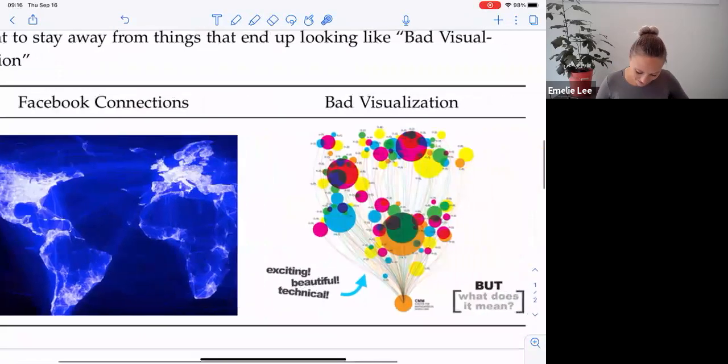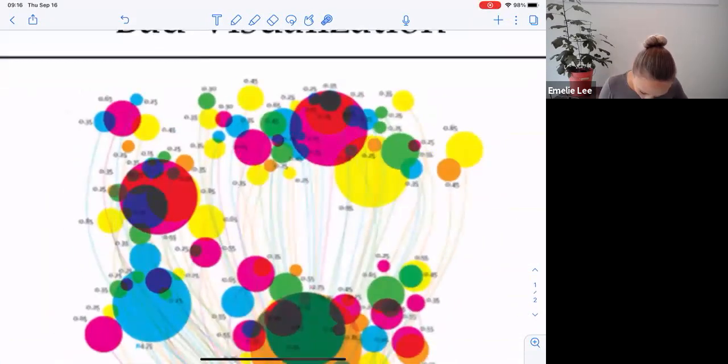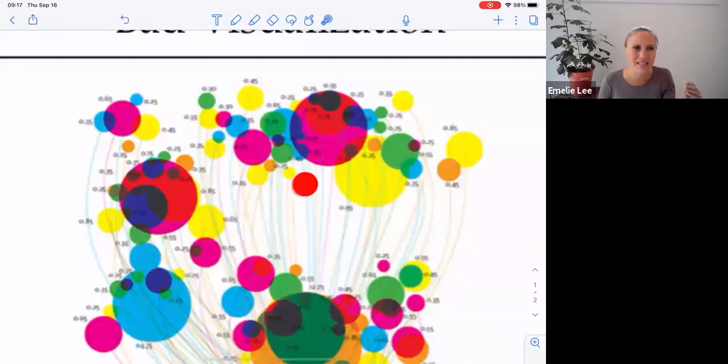Whereas here, I've got this bad visualization. I love these. Exciting, beautiful, technical. We have no clue what any of this means. There are all these little bubbles. I guess the image quality is not that good, but they all have little measurements like 0.45 and 0.65.